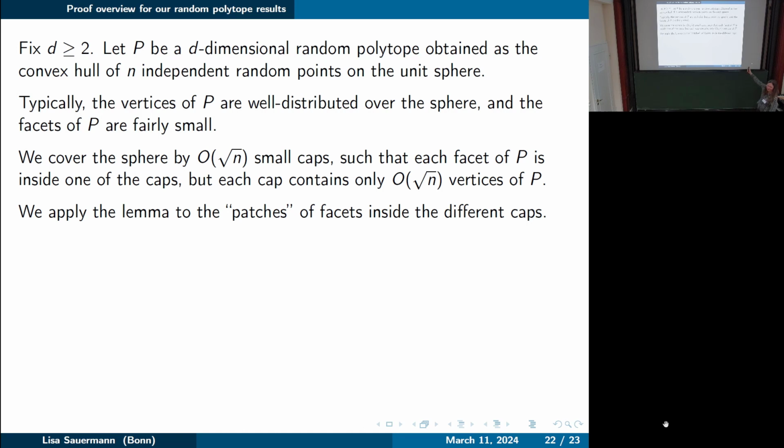Of course, it depends on what I mean by small, but you can choose the parameters appropriately so that you can typically do this for a random choice of the points of a random polytope in this model. Okay, so now you have these small caps, and these small caps give the patches to which you apply the lemma on the previous slide. So the sphere is covered by these small spherical caps, which also overlap a little bit, so that each facet nicely lies inside one cap, and no cap is too crowded with too many vertices.